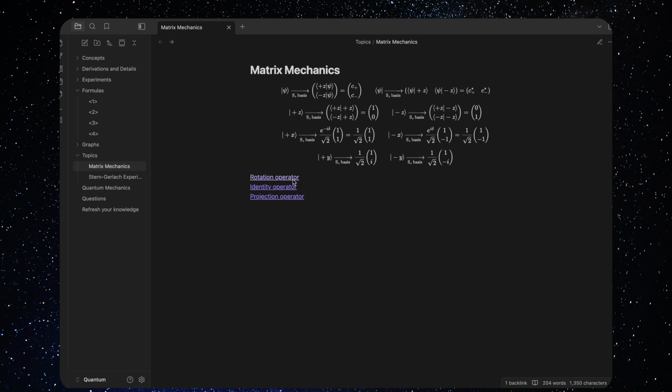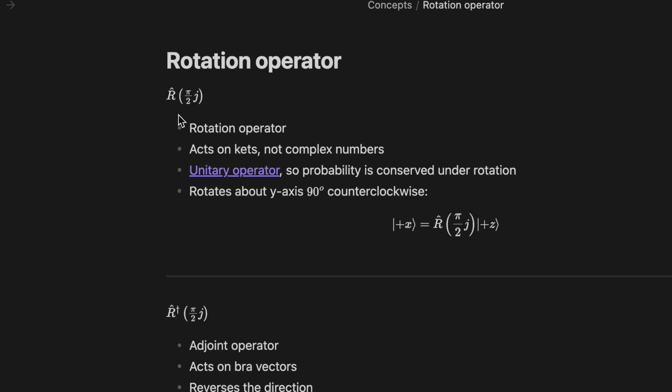First, the rotation operator. It's written as R hat, with the angle of rotation and the axis, which is the direction we're rotating about. For example, in this case, the operator rotates a state 90 degrees counterclockwise about the y-axis. How do we apply it? We put the ket vector on the right side of the operator. For instance, applying this operator to plus z rotates it into plus x.